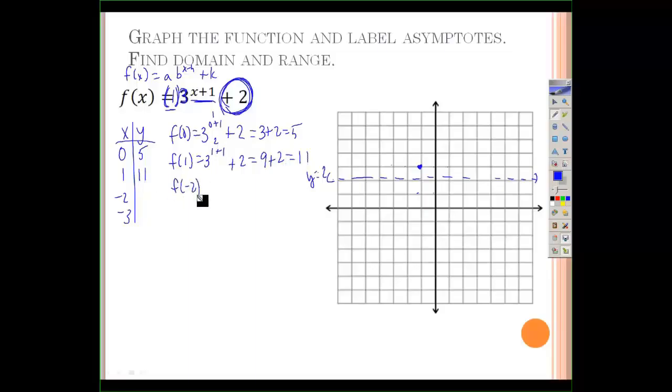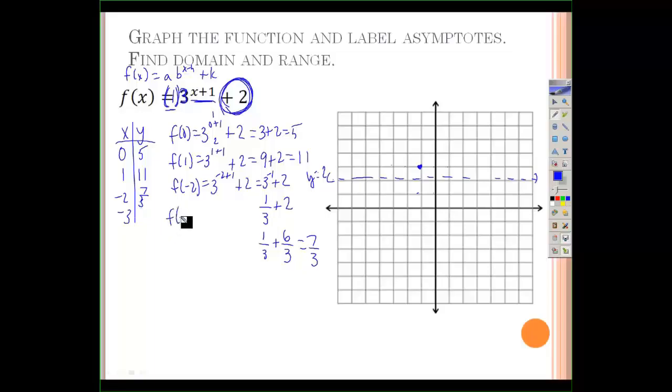F of negative 2. Okay, now we're going to get into those negative exponents again. Okay, and we have 3 to the negative 1 plus 2, which is really 1/3 plus 2. Okay, so be careful here. 1/3 plus 2 is really 1/3 plus 6/3. Okay, 6/3 is the same as 2, which makes 7/3. Okay, 7/3 is the value I want to see in your t-chart when you practice our fractions. If you have mixed numbers, if you have decimals, wrong. Okay, what I want is 7/3 in there. We're going to start thinking like that.